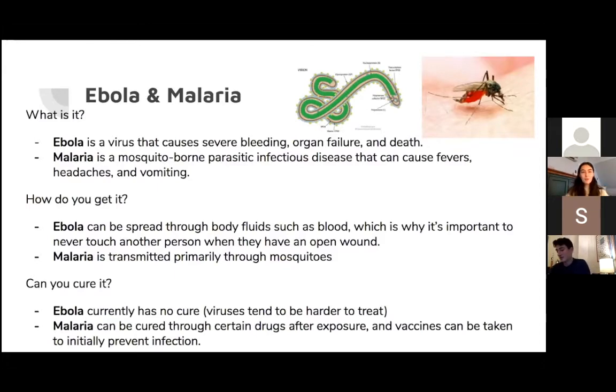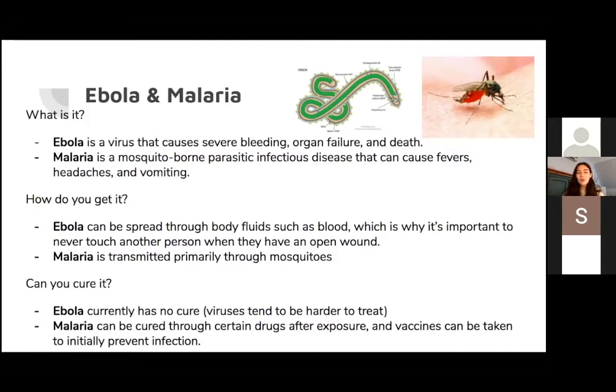Okay, so Ebola and malaria. So what are they? Ebola is a virus that causes severe bleeding, organ failure, and death. Whereas malaria is a mosquito-borne parasitic infectious disease that causes fevers, headaches, and vomiting. So how do you get it? Ebola can be spread through body fluids such as blood or saliva, which is why it's important to never touch another person when they have an open wound and why you want to be careful when you share drinks and food with others. Malaria is transmitted primarily through mosquitoes.